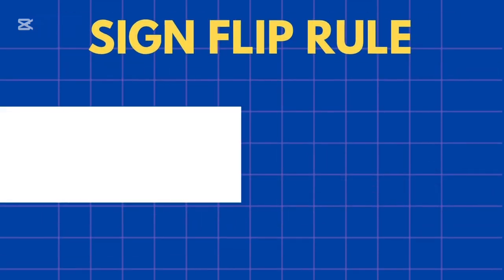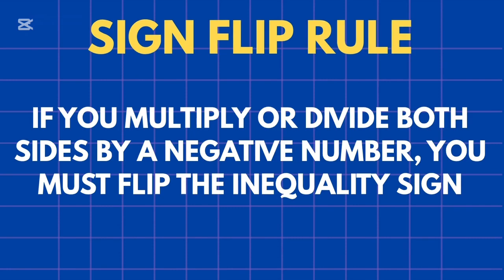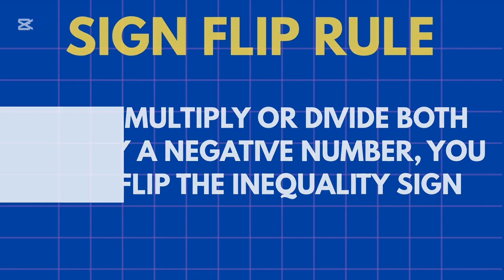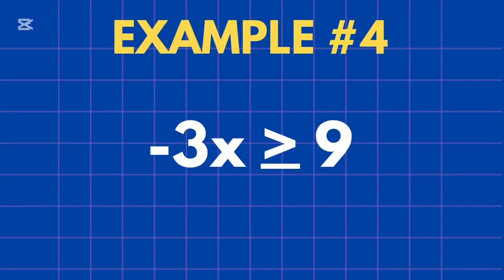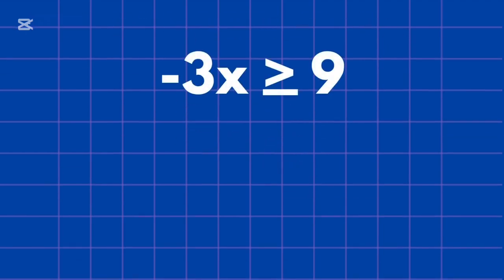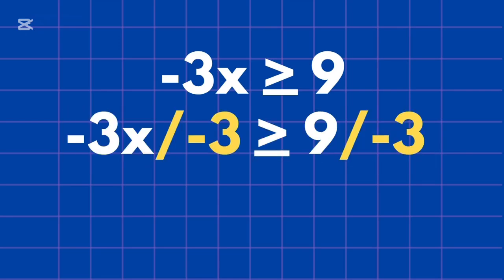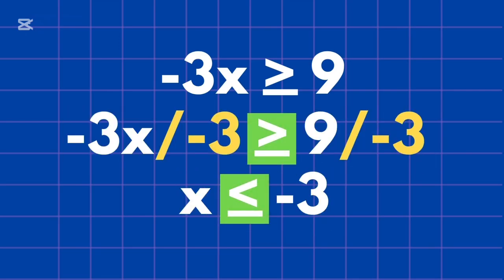Now it's time to introduce something new known as the sign flip rule. If you multiply or divide both sides by a negative number, you must flip the inequality sign. Let's look at an example to better understand this. Negative 3x is greater than or equal to 9. In this example, we see a negative 3 in front of the variable. When we divide both sides by negative 3, we will have to flip the inequality sign. That means the greater than or equal to symbol will become a less than or equal to symbol.